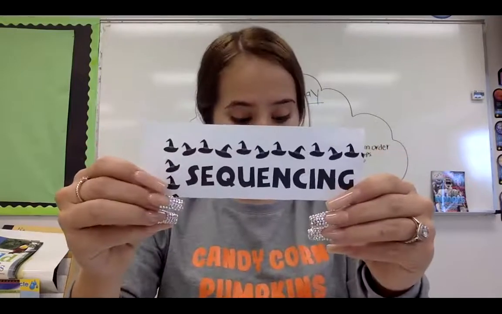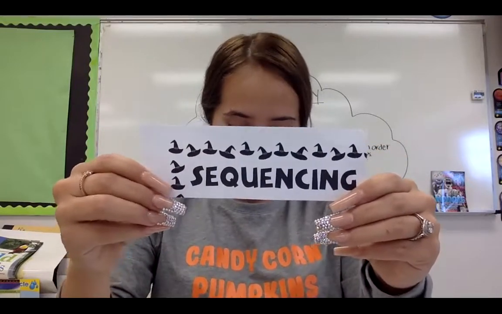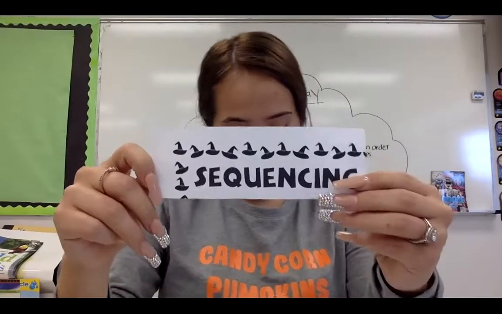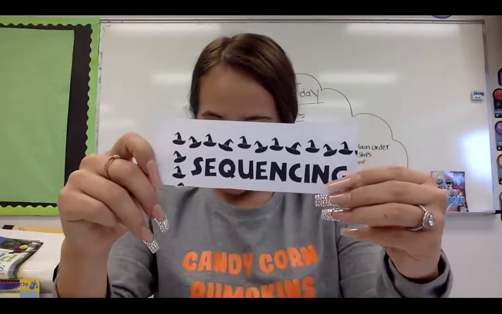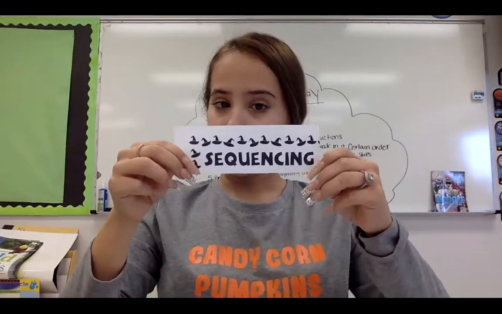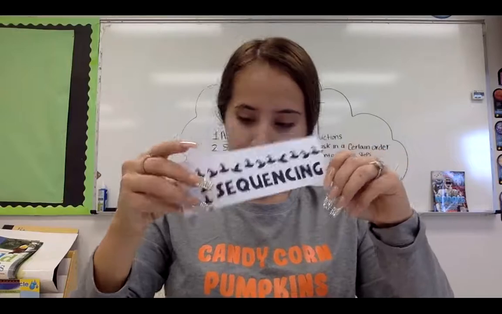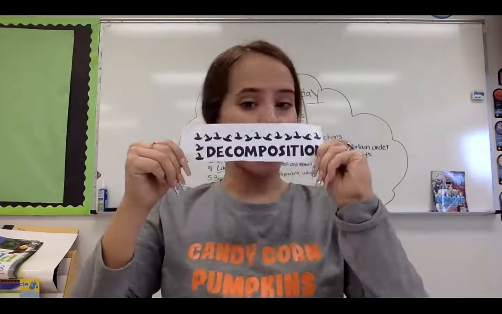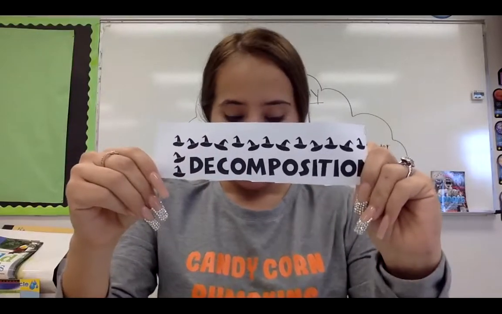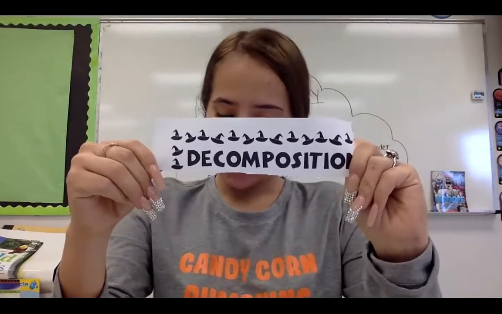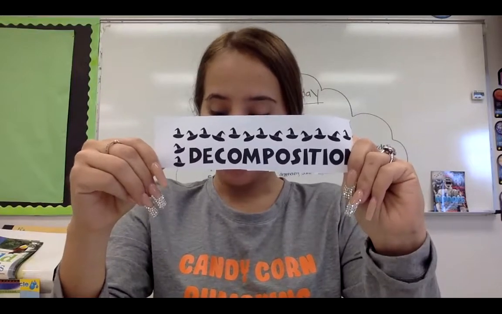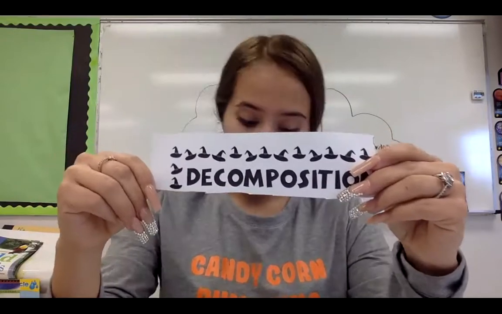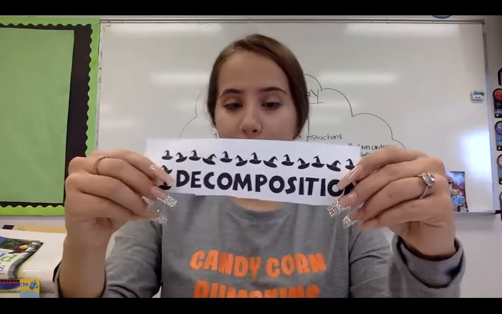Now we have sequencing. Sequencing refers to completing a task in a certain order. For example, when getting dressed, you wouldn't put your shoes on before your socks. Sequencing, putting things in order. We have this long word, decomposition. For example, if we want to build a car out of Lego, we would need to think about all the different parts that we need to build. For example, wheels, body, doors, and windows.